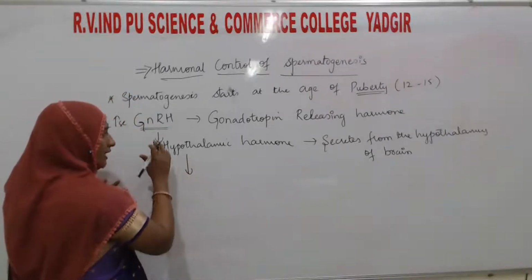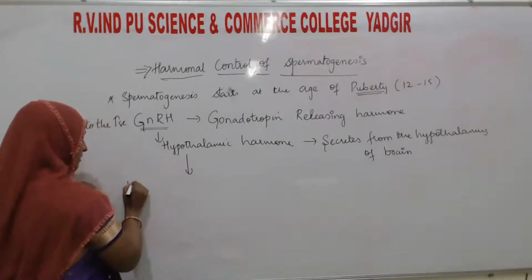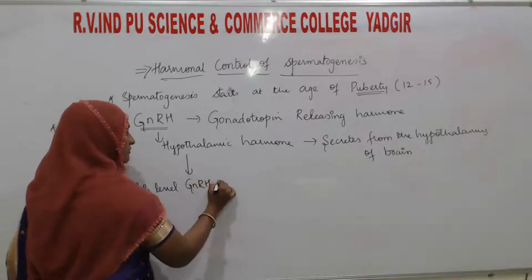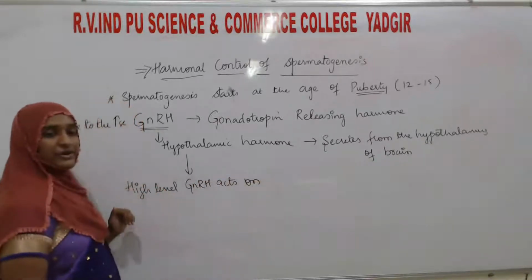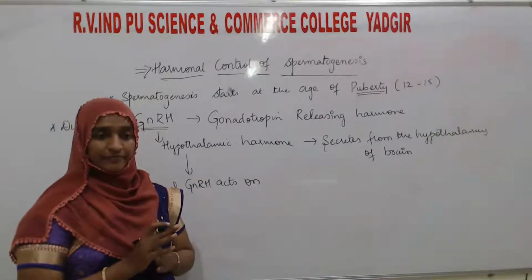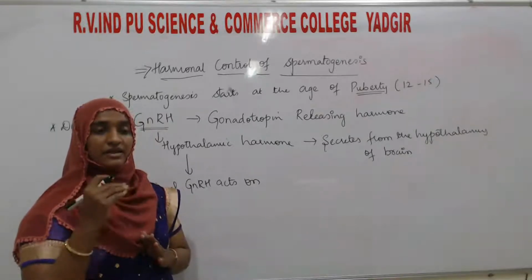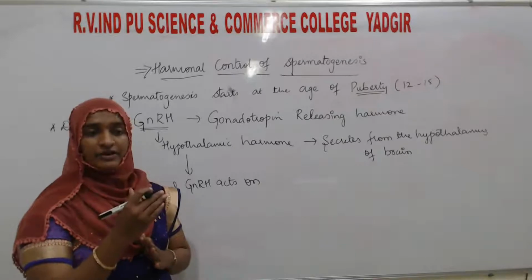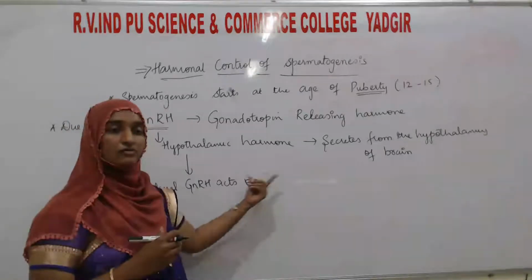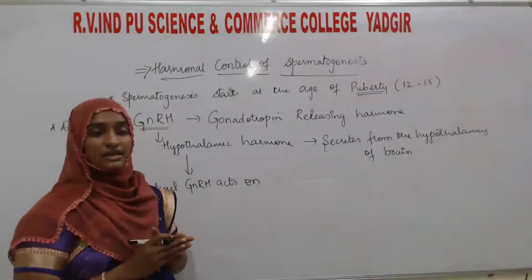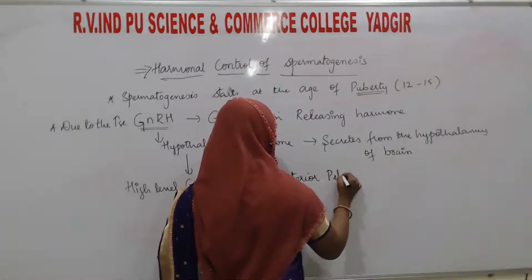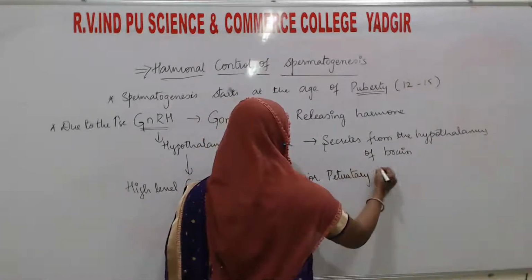After that, this high level of GnRH acts on the anterior pituitary gland. The pituitary gland is one type of gland present in the brain. The pituitary is divided into two parts: the anterior pituitary gland and the posterior pituitary gland. So on which pituitary gland does this GnRH act? On the anterior pituitary gland.